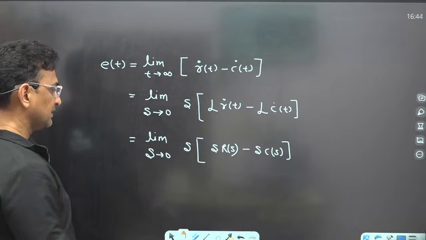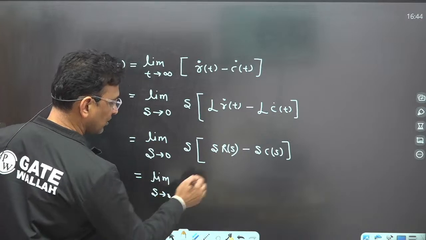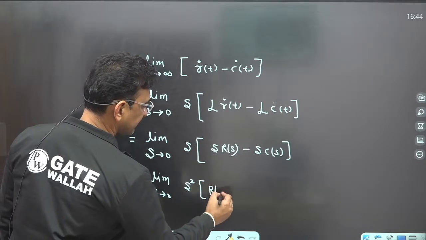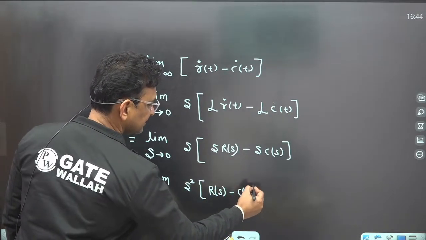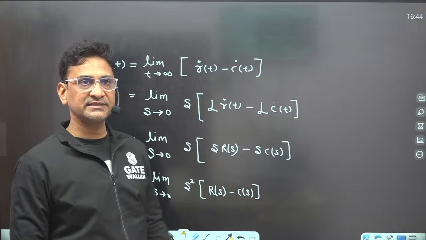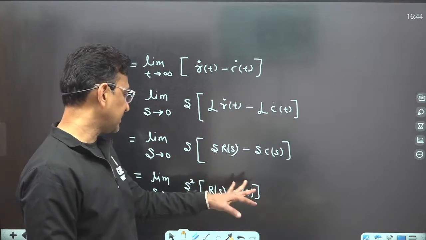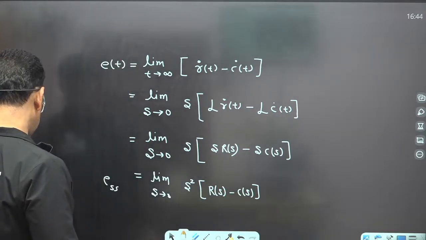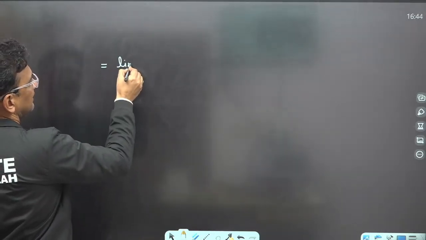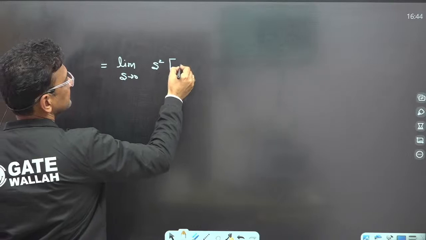Clear? So now you can take S term as a common term. So it becomes S square. In the normal steady state error, the formula was limit S tends to 0, S into Rs minus Cs. But now it becomes S square, Rs minus Cs. Now what is the Rs minus Cs? You know? So it is limit S tends to 0, S square, Rs minus Cs.